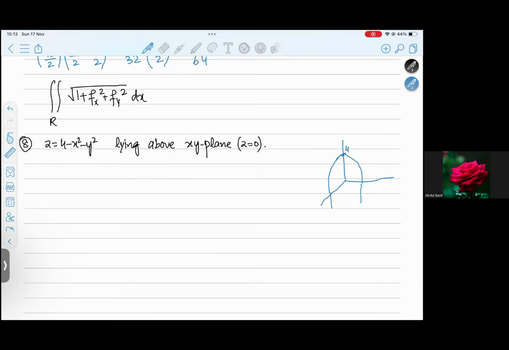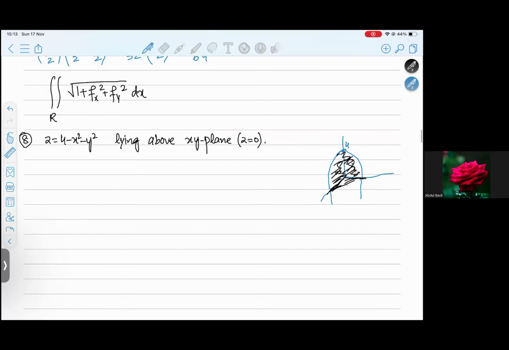And since we are considering above the xy plane, just write z is equal to 0, we will stop there. We are integrating over this region from z is equal to 0 to z is equal to 4.